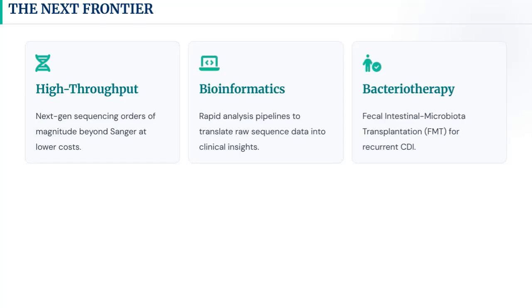Now, let's look ahead to the next frontier in treating recurrent infections. Fecal intestinal microbiota transplantation, or FMT, is emerging as a powerful form of bacteriotherapy. At the same time, rapid analysis pipelines are turning raw genetic data into actionable clinical insights faster than ever. And with next-generation sequencing, we're seeing massive leaps in speed and affordability, far beyond what Sanger sequencing could offer. Together, these advances are reshaping how we understand and treat complex infections.